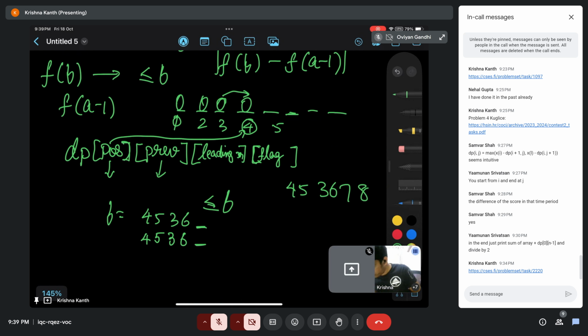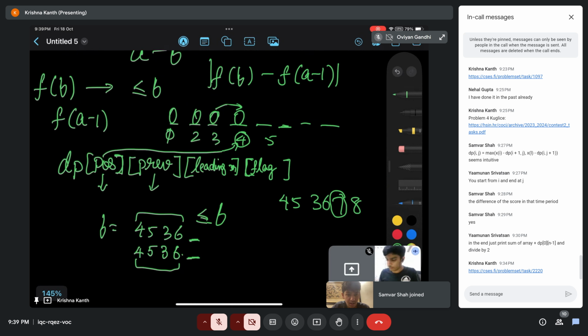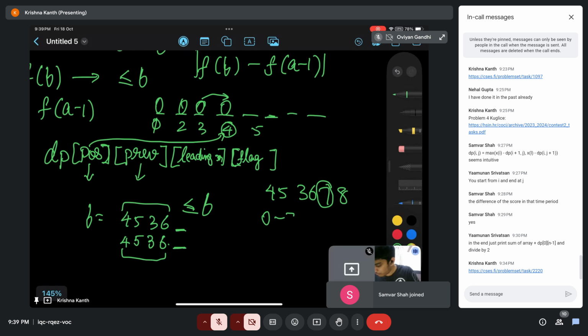So now when we're considering this digit, we cannot put an 8 here, because clearly this number has to be less than b. Suppose this number was not exactly 45, then we had the freedom of putting any digit that we wanted. But since the number is tight till now, every digit is exactly the same, so we can't afford to go over the number b, because we're calculating f of b, so it has to be less than or equal to b. Then we have limited possibilities. We can only put 0 to 7.